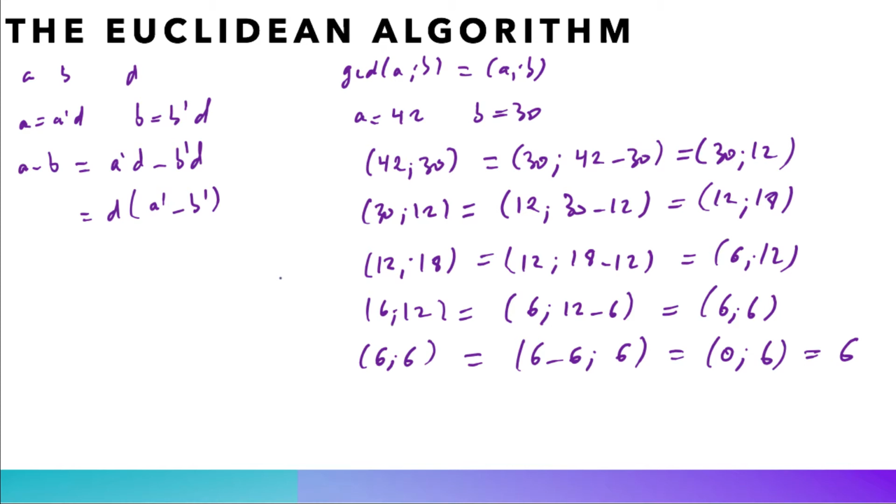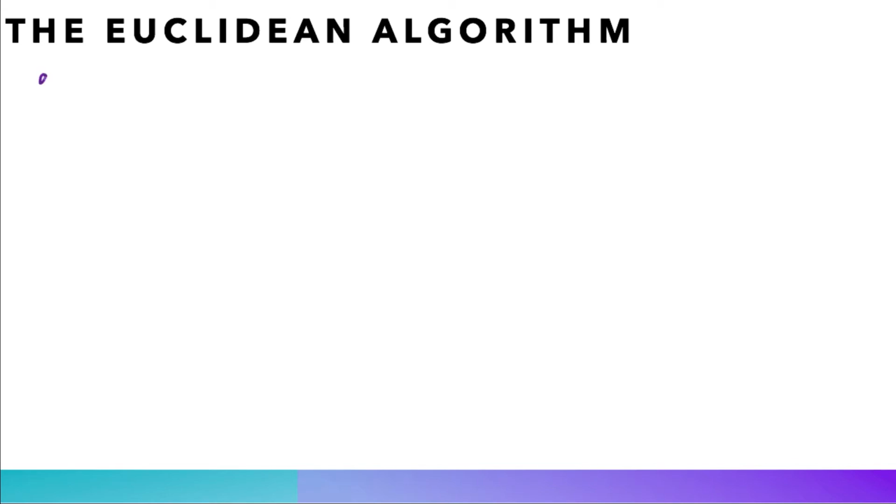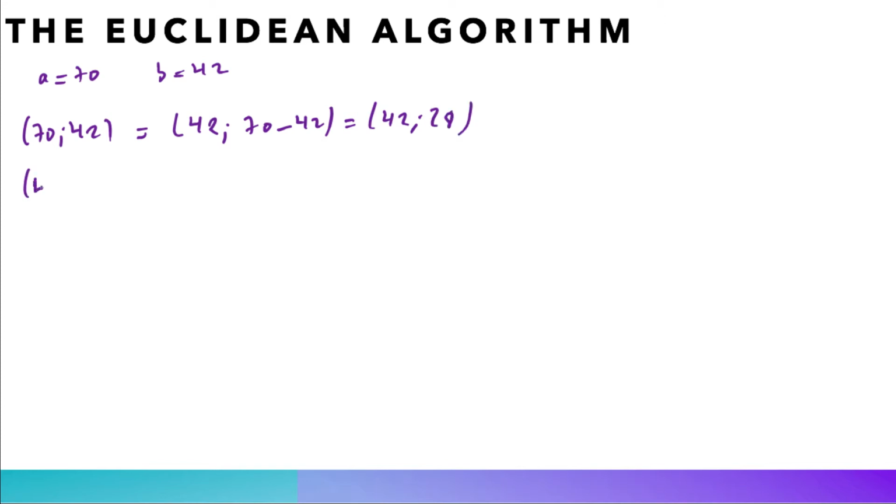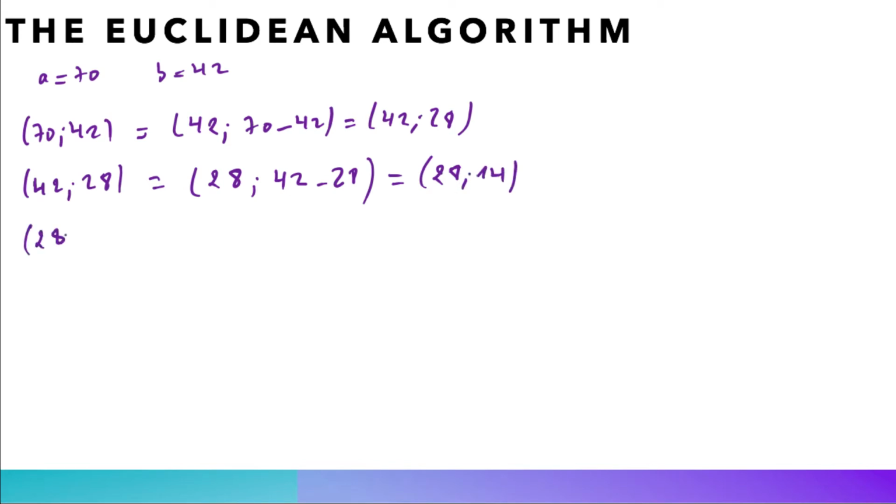Let us try this on a second example. We would like to compute the GCD of a equals 70 and b equals 42. By the Euclidean algorithm, we know that the GCD of 70 and 42 is actually equal to the GCD of 42 and 70 minus 42, which is equal to the GCD of 42 and 28. Now if you do this again, we know that the GCD of 42 and 28 is equal to the GCD of 28 and 42 minus 28, which is equal to the GCD of 28 and 14. Now the GCD of 28 and 14 is equal to the GCD of 14 and 28 minus 14, which is equal to the GCD of 14 and 14.